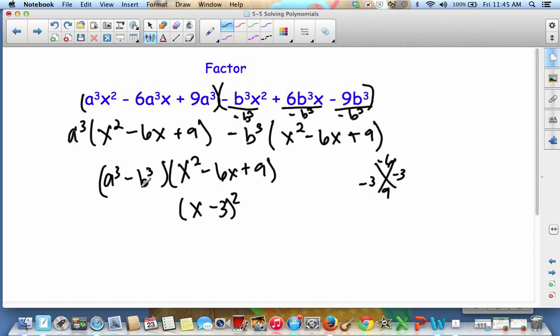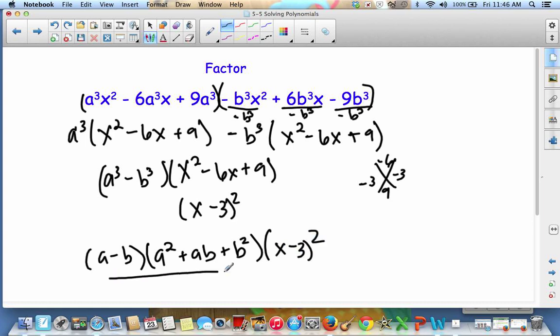Now a cubed minus b cubed, can that be factored? Yes, it can. We can actually use our shortcut. And what do you know? It's the same as what our shortcut says since we have a and b. That's funny. So since it's the difference of cubes, we're going to use a minus b times a squared plus ab plus b squared. And we still have this guy out here, so we're going to tack him on, minus 3, that quantity squared. And that is our final answer.